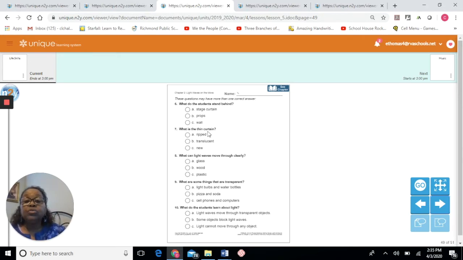So, what do students stand behind? What is the thin curtain? What are light waves more? What can light waves move through clearly? What are some things that are transparent? And the last one, what do the students learn about light?